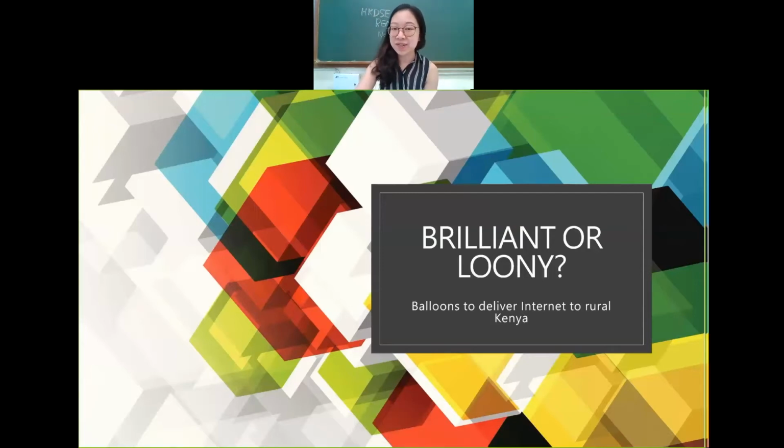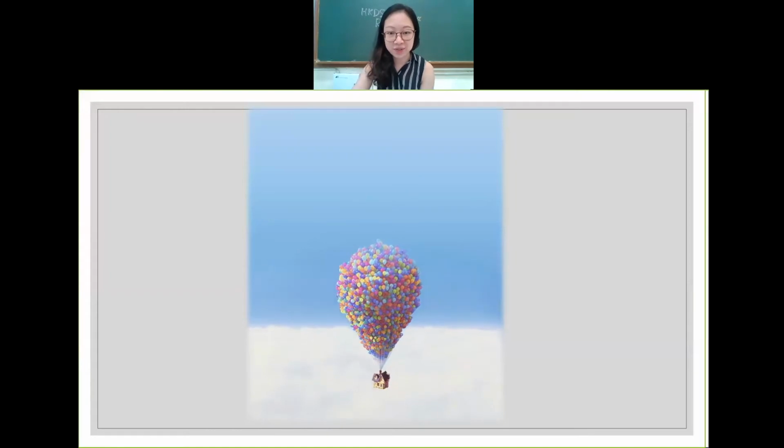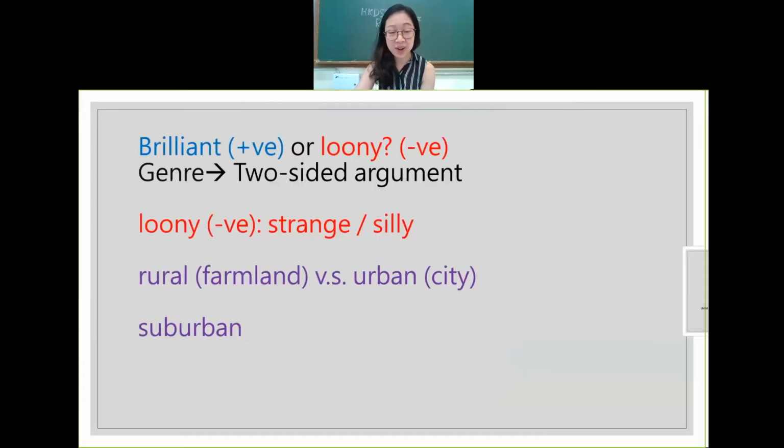Okay, so if you understand the two tips that I have given to you just now, I'm going to demonstrate it with more examples with the sample paper here. Okay, all right. So, brilliance or loony. According to the topic here, what can you think of? Okay, maybe you can think of balloons like this. If you remember, we have a movie called Up from Disney, right? And this is exactly the picture I've taken from there. So are we talking about balloons like that?